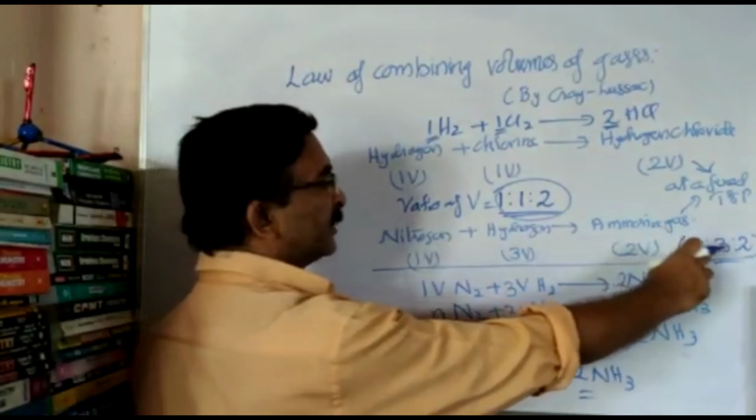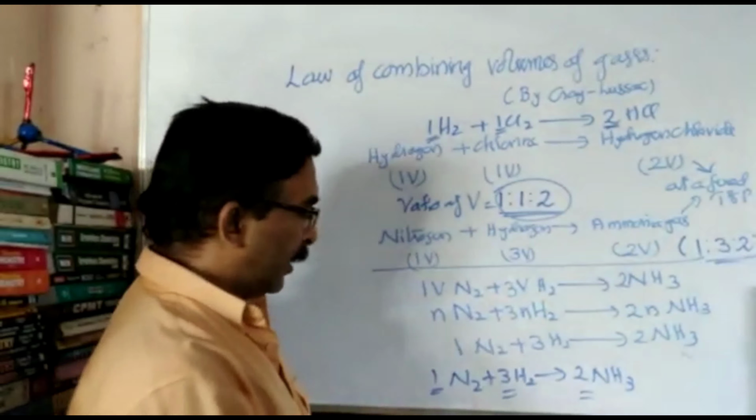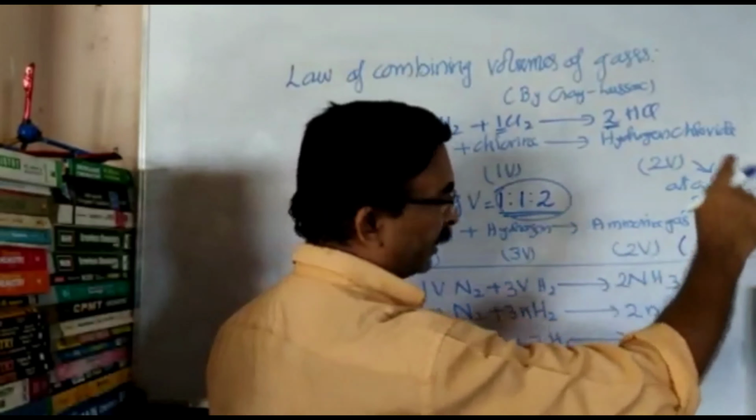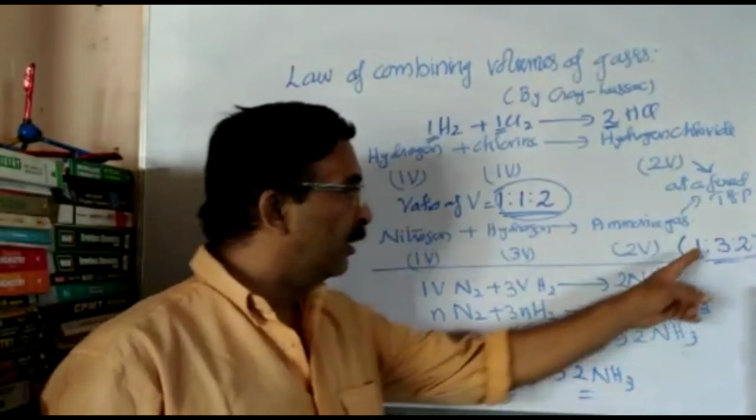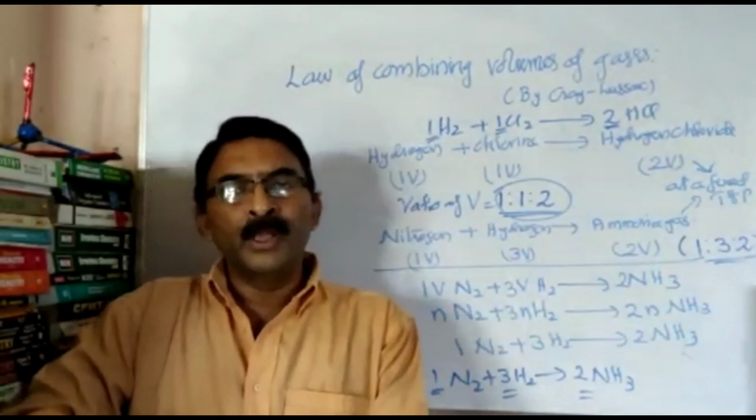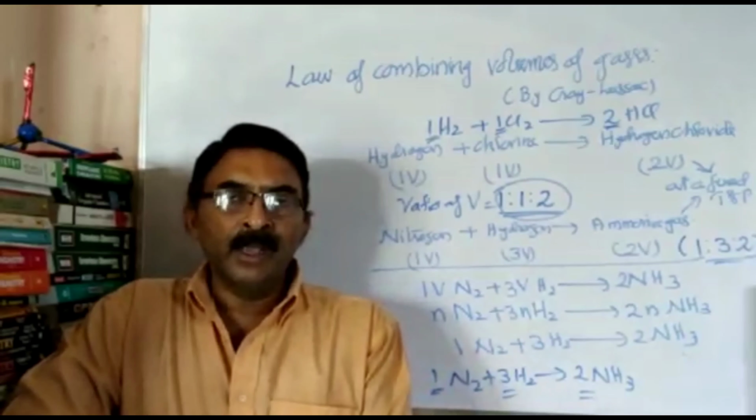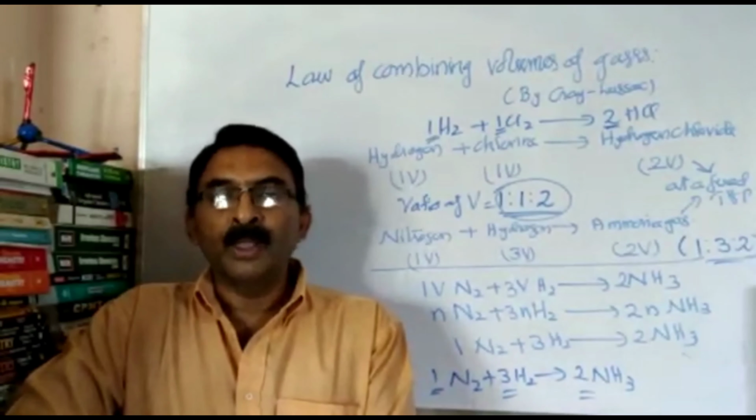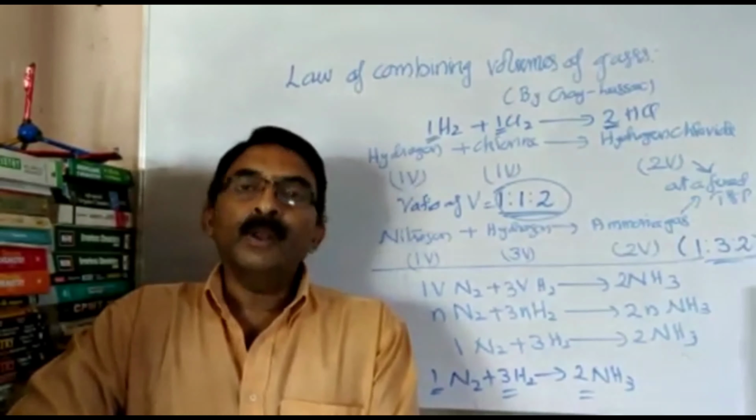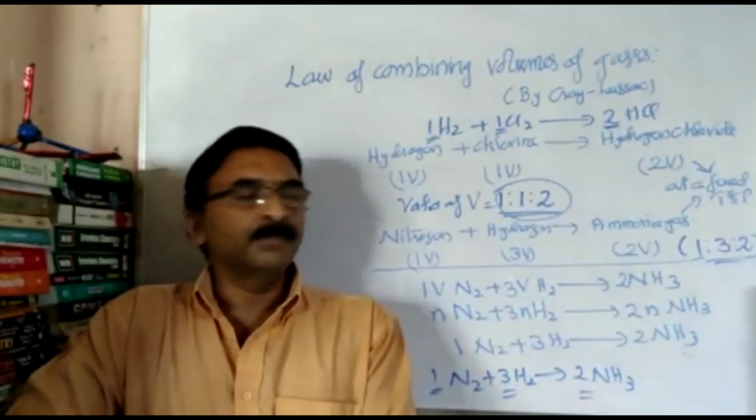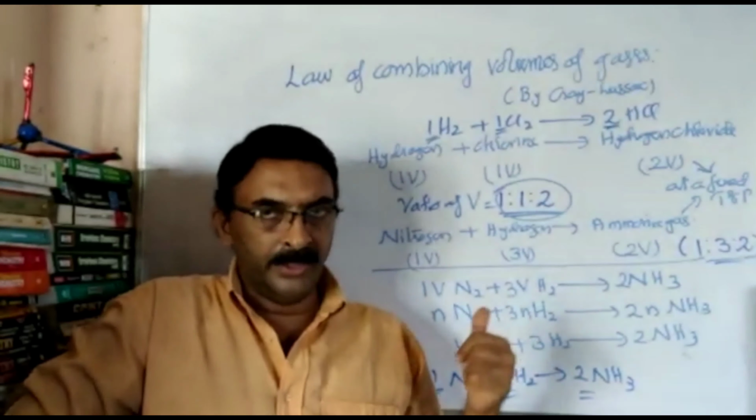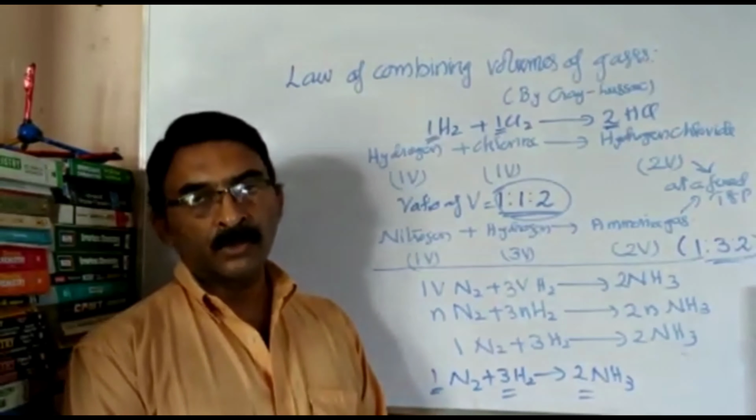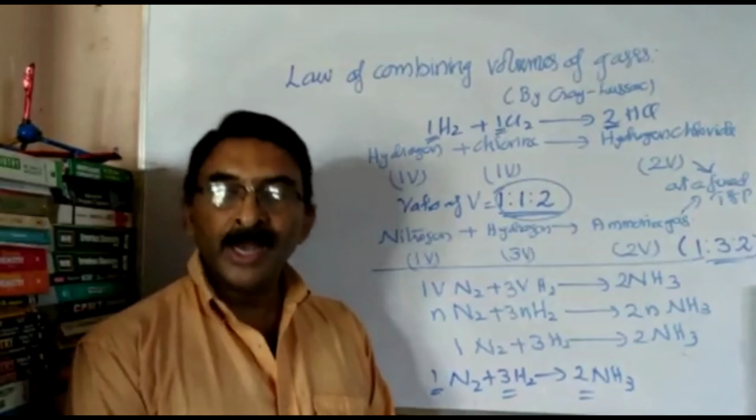Agreed. They got the same ratio from experiment. Ours is from looking at the chemical equation, 1:3:2. Theirs were experimental, the same ratio. The theoretical ratio and the experimental ratios are the same. In all the cases it is like that. What is the logical explanation for this? See, this can be explained on the basis of Avogadro's law.